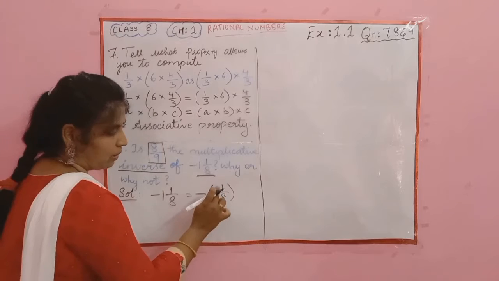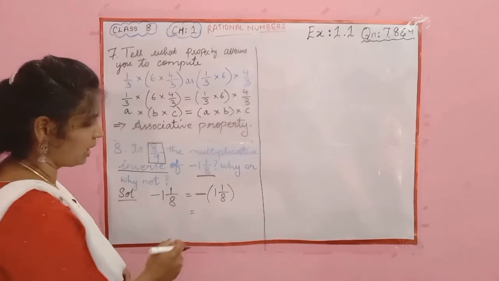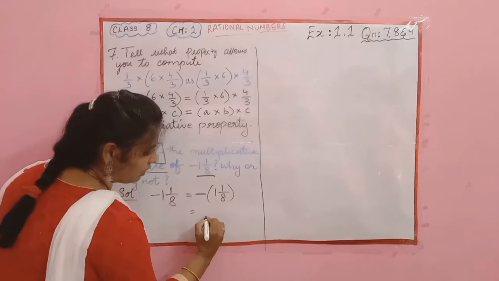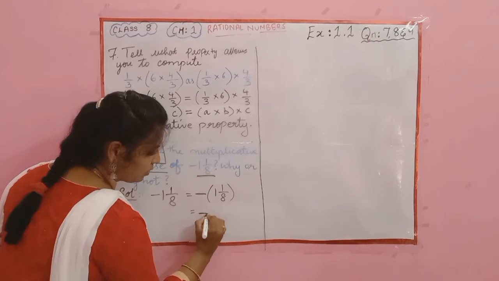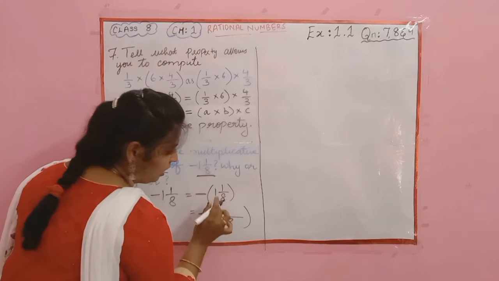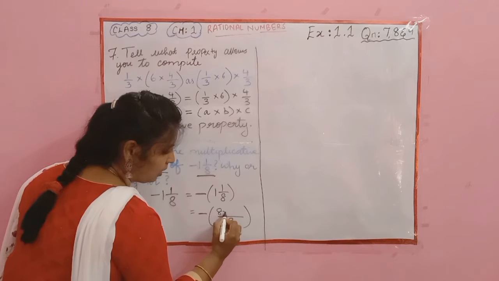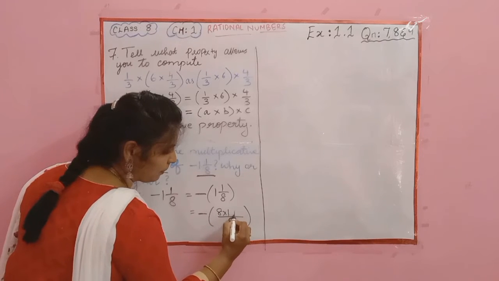So 1 1 by 8, how will you convert? Yes, mixed fraction has to be converted. So denominator will remain the same. So minus, keep it as it is in the bracket. So it will be 8. Now multiply 8 multiplied by 1 plus 1.